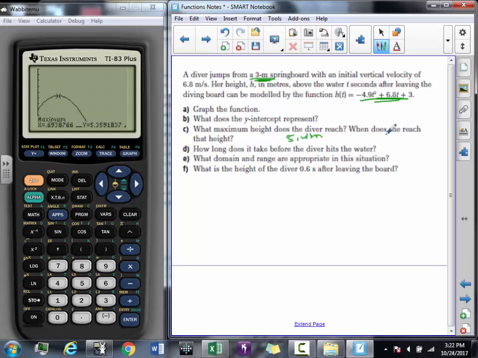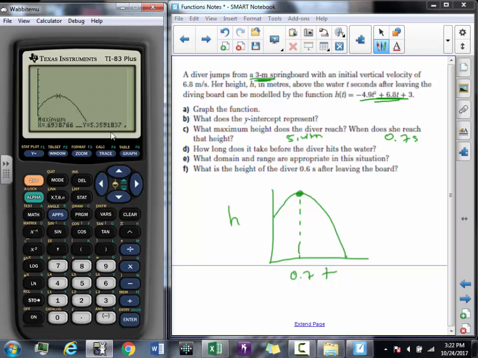It actually asks when does she reach that height? Well, you know how you find the when? It's the x value. It took 0.69 seconds, right? When you're plotting this graph is height versus time. So when she goes up and falls back down again, she reaches her peak point at 0.7 seconds. That makes sense? So I can find how high she got with my y value. I can find out how long it took her to get there by the x value.